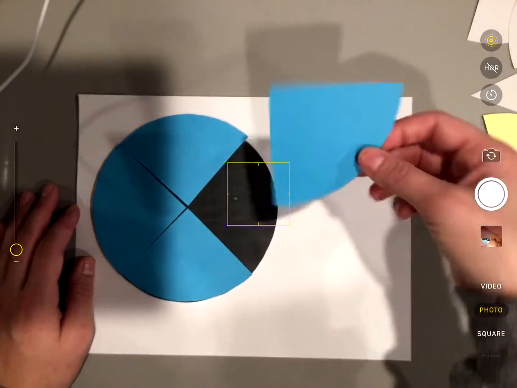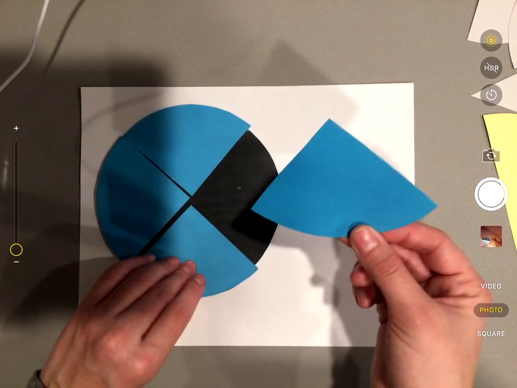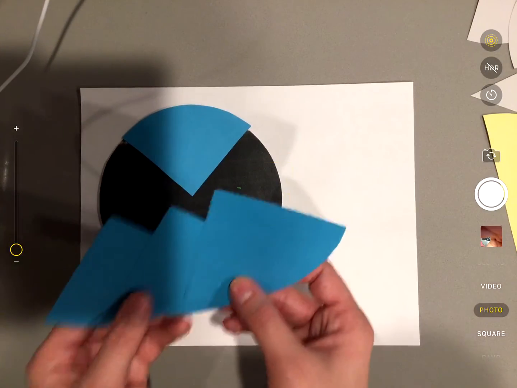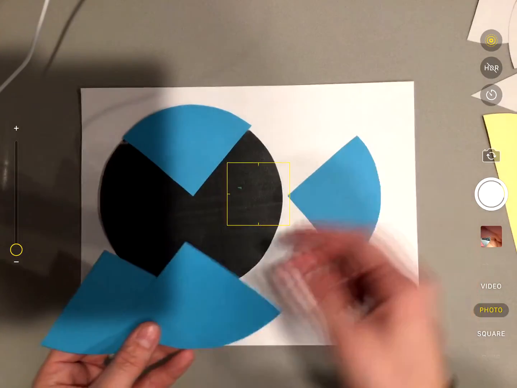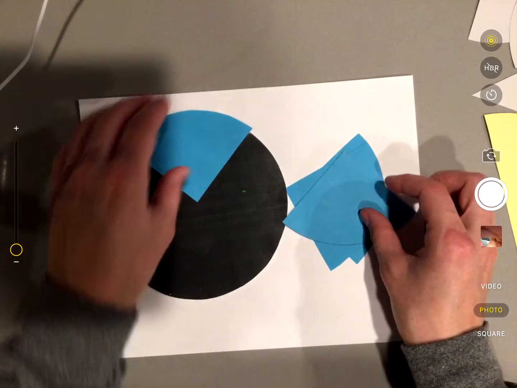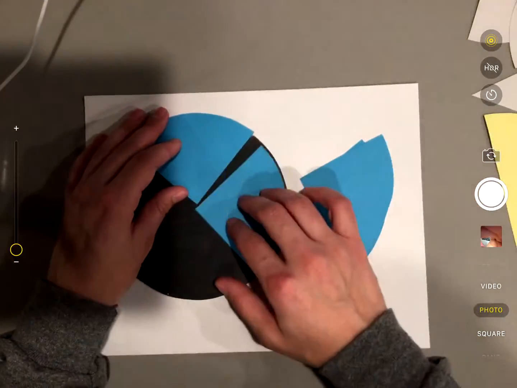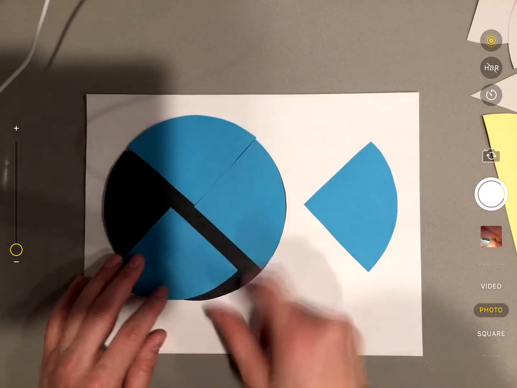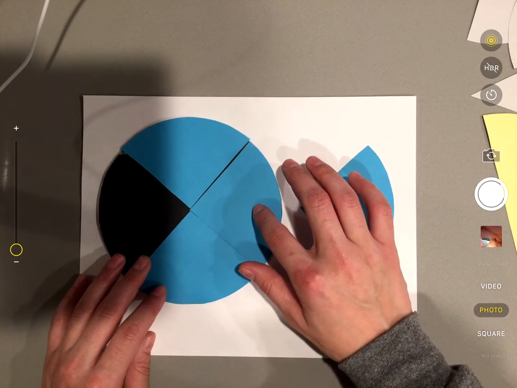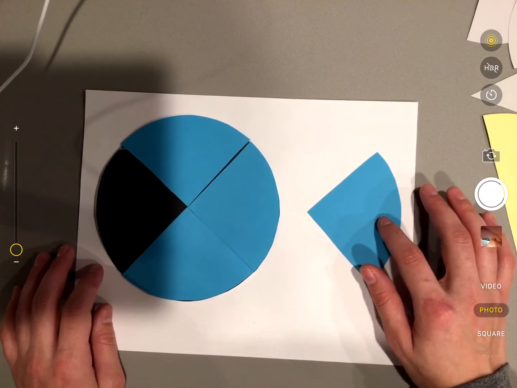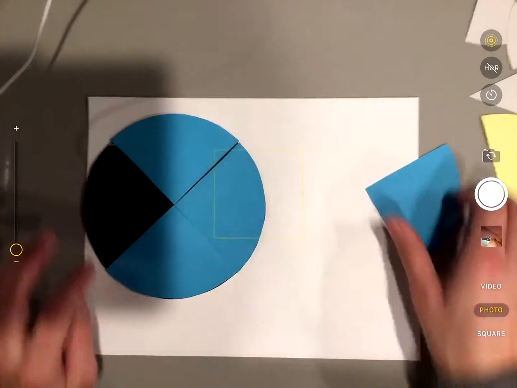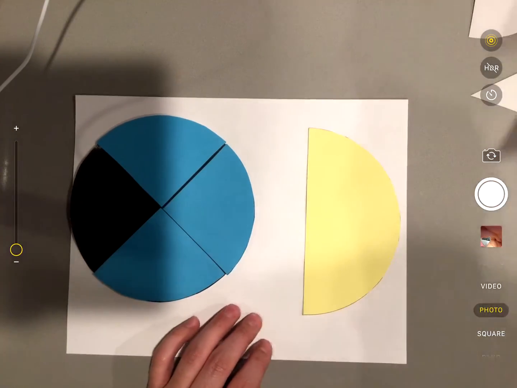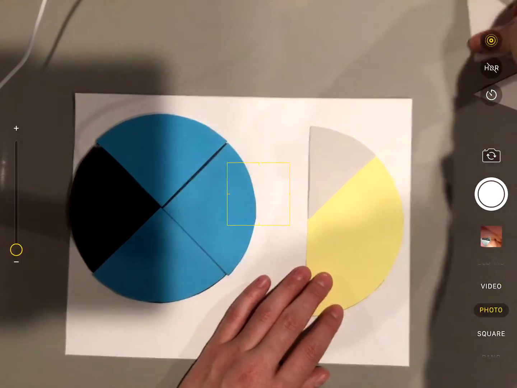So remember, if I have 1 blue piece, that's 1/4. 2 blue pieces is 2/4. 3 blue pieces is 3/4. So this is 1/4 and 1/4 and 1/4. And if I put 3 blue pieces on my black circle, which is 1/4 and 1/4 and 1/4, that would be 3/4.